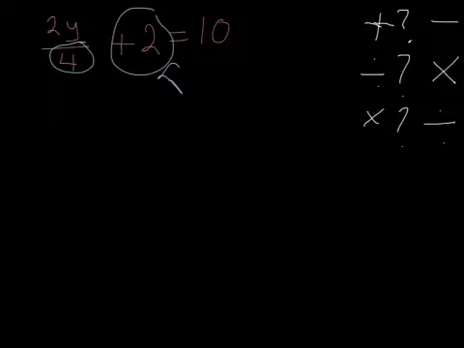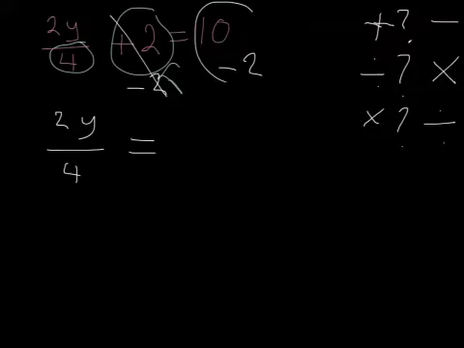Now, what is the opposite of plus 2? Minus 2. So we need to minus 2 from both sides. So if we do that, that cancels out, and we'll rewrite it. So we've got 2y divided by 4 gives us, well, what's 10 minus 2? You got it? 8. Okay. So we've now got 2y divided by 4 equals 8.